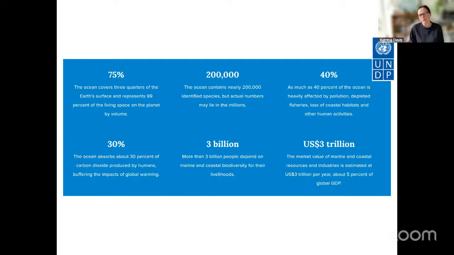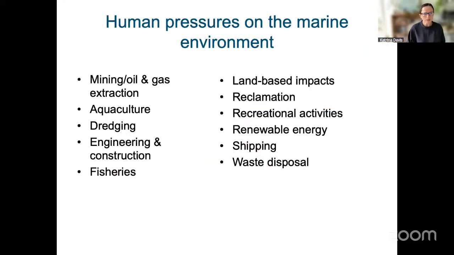But on the other hand, we know that the oceans generate really large economic values. US$3 trillion is the estimate here. This is a difficult figure to estimate, but it's thought that about 5% of global GDP comes from marine and coastal resources. So human pressures on the marine environment are varied and wide-ranging. As an Australian, most of the more salient impacts are mining, oil and gas extraction. I did my PhD in Perth at the University of Western Australia, and Perth, Western Australia has a lot of mining, oil and gas extraction. So those are some of the biggest concerns we have.